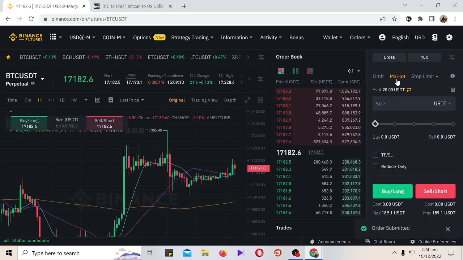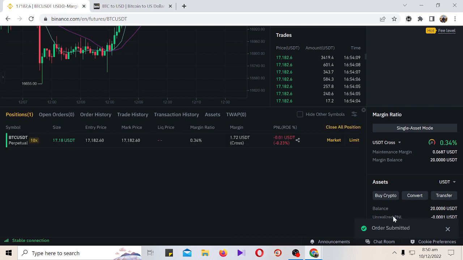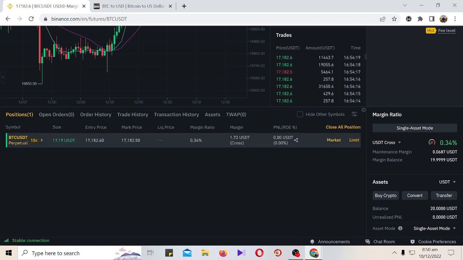So we just use market execution. So we have just opened a long trade on BTC USDT. You can see we now have the size, the open position, then we have the entry price here, we have the mark price $17,182, then we have our margin, our PNL is still 0.00. So it's very important you always look at here.